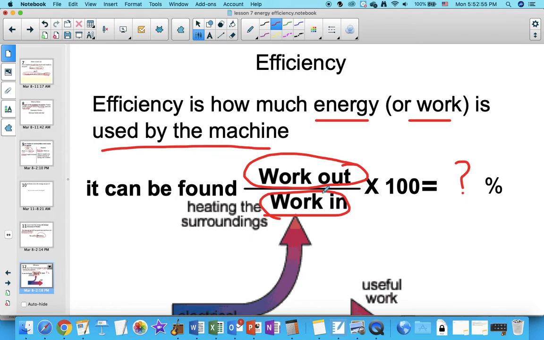So let's say the amount of work put out was about 50 joules, and the amount of work you put in was about 100 joules. Well, you divide them and you will get 0.5, right? Times it by 100, and that'll give you 50%. So you'd say that it's 50% efficient.